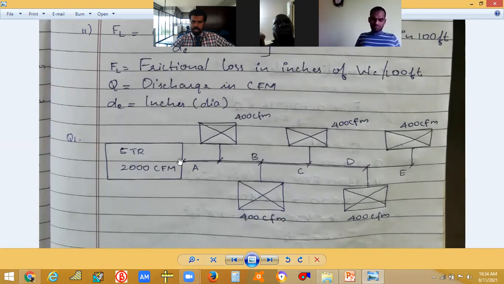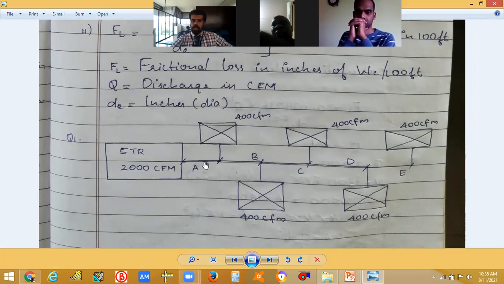So 2000 CFM is passing through this main duct. 400 CFM is given to this room, 400 CFM to this room, 400 CFM to this room, and 400 CFM to each of the rooms. This is the indoor unit, 5 ton is the capacity. It produces 2000 cubic feet per minute. This CFM is passed through this duct, and it is split and given to individual rooms. So 400 each for 5 different rooms. Total it will be 5 times 400, 2000 CFM.